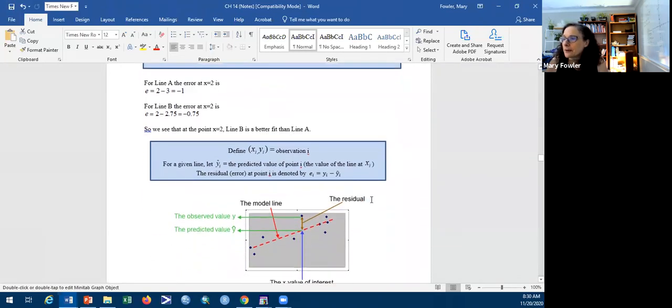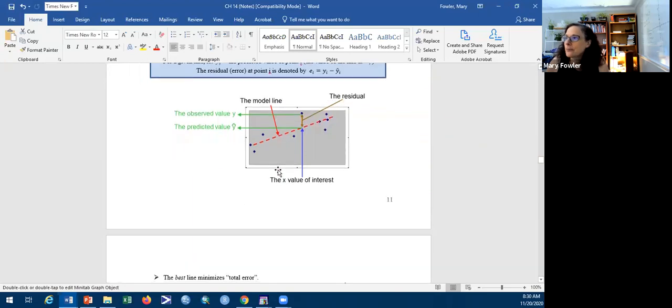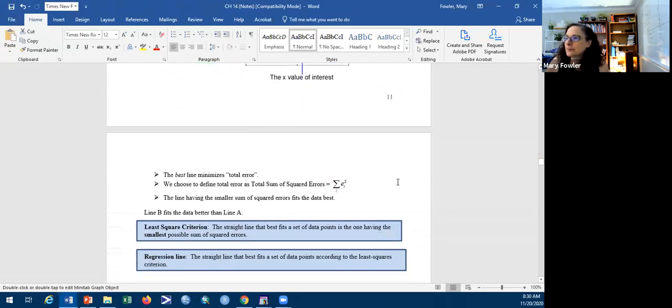And now, this is the picture that's important in understanding how we see errors on a graph. Wherever your point is, that's the observed value of y. In this case, the point is above the line, so the predicted value of y is down here. Y minus y hat is the error. So this is the error in the model.